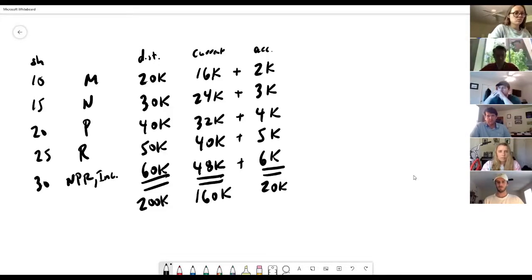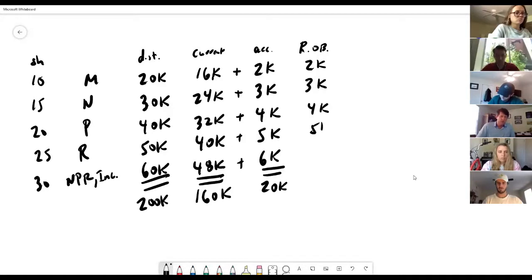The next layer, we've got to do reduction of basis. So we've got 2,000 of distribution to M we didn't cover yet. So we reduce basis by the remaining 2 for M. We've got 30 of distribution, 27. We've got 3 left for N. We've got 4 left for P, 5 left for R, and 6 left for NPR.